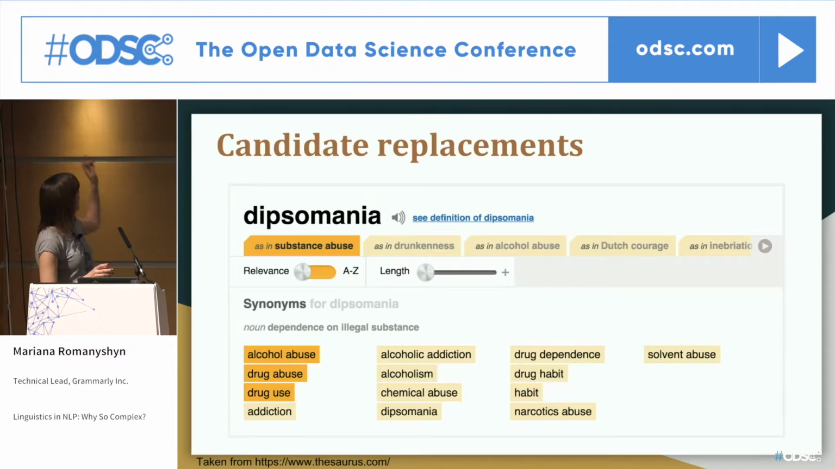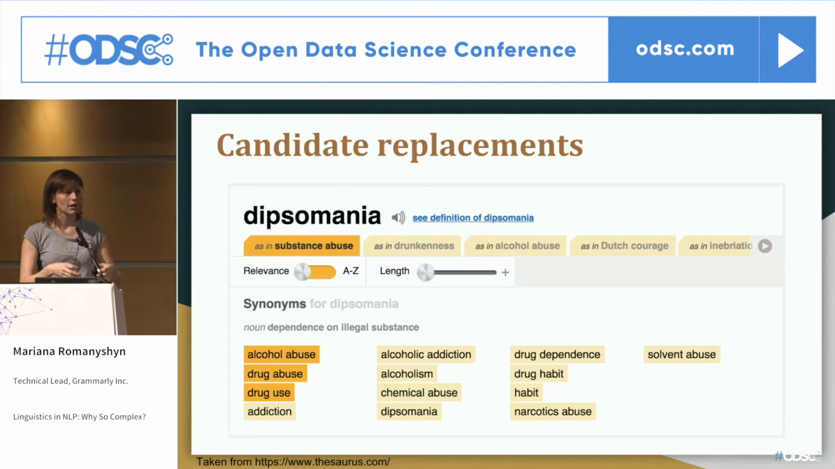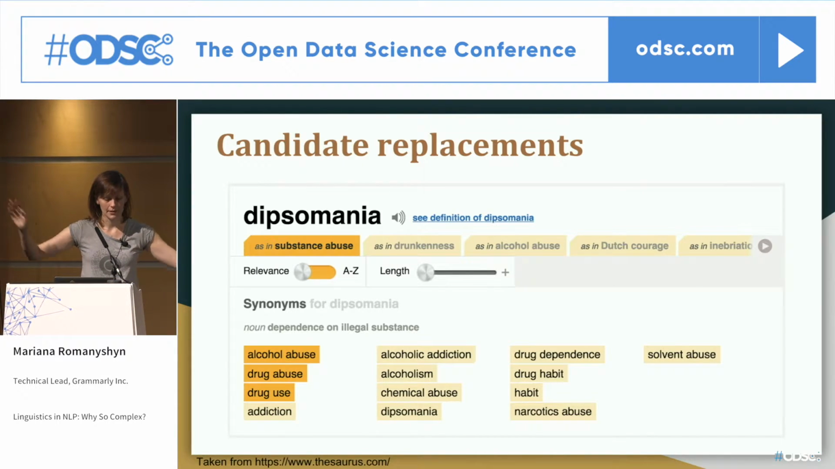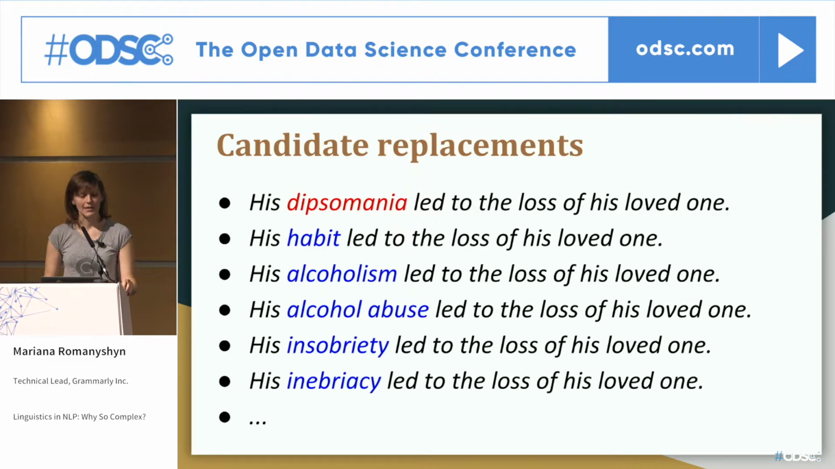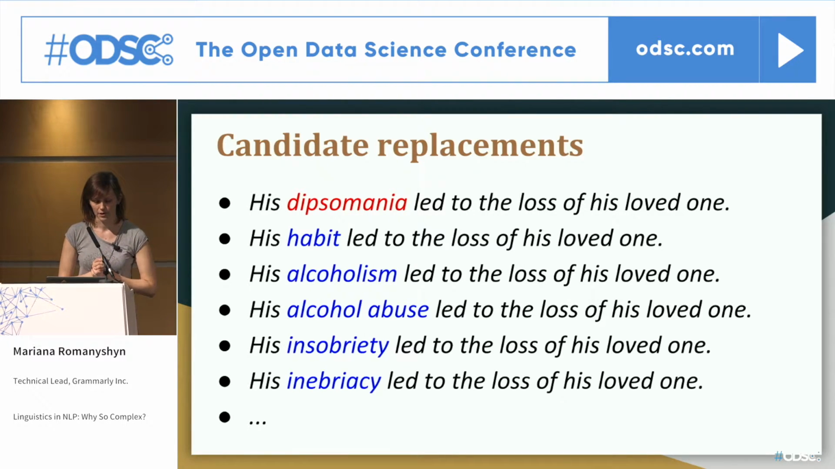So we can use a resource like thesaurus.com, for example. This is an open thesaurus where you can put your word, like dipsomania, that's a complex word, and it will give you a ton of different synonyms. Then we can put these synonyms in our sentence, right? And the last thing to do would be probably to just re-rank them.